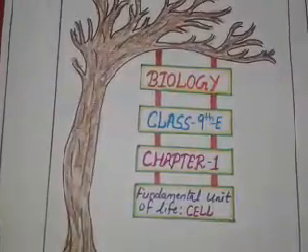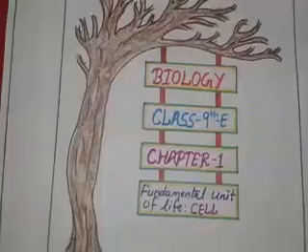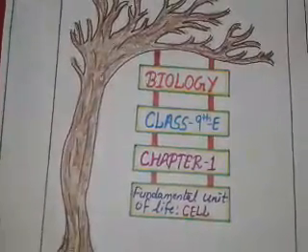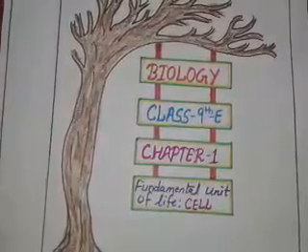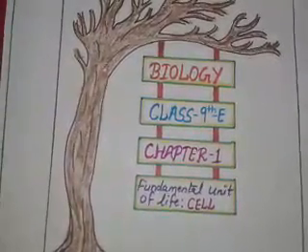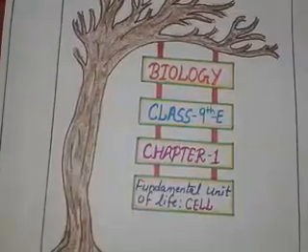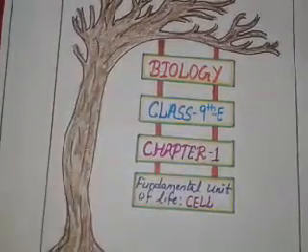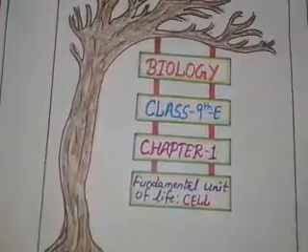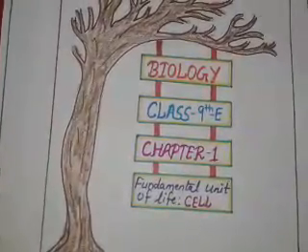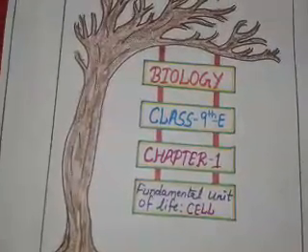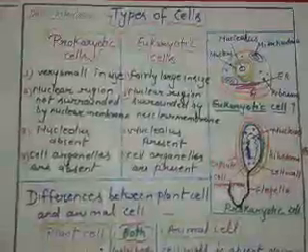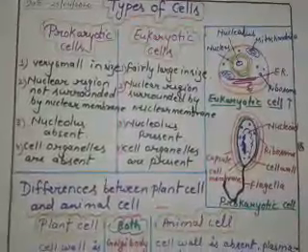Today, I will continue class 9th biology chapter number 1, that is fundamental unit of life, cell, where we will discuss types of cells, differences between plant cell and animal cell, and brief differentiation between cell membrane and cell wall. Now let's get into the topic.